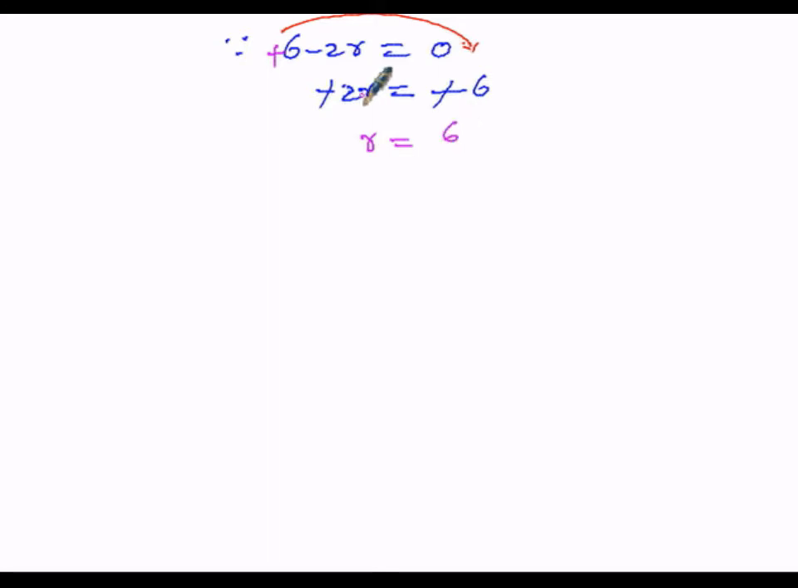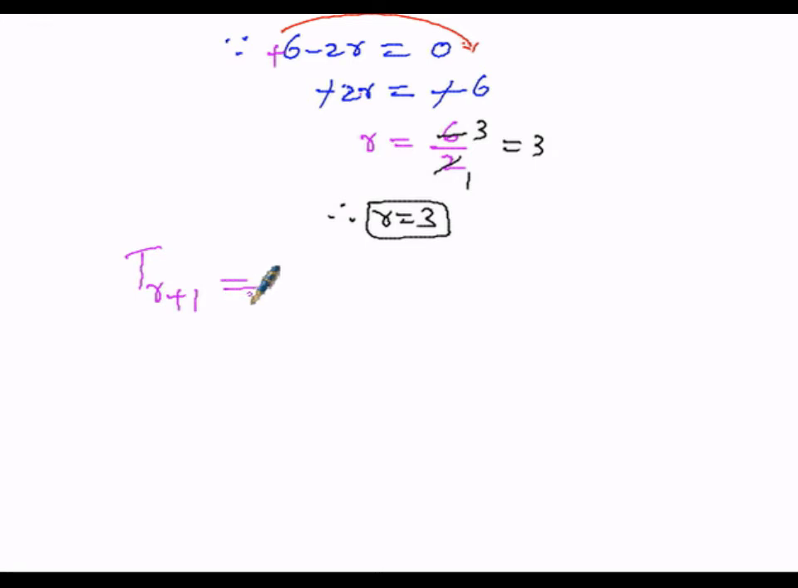Now 2 is multiplied with r, so when it is transposed to the right hand side, it becomes divided by 2. Then 2 ones in the denominator and 2 threes in the numerator. So that is 3 by 1 is equal to 3. So in this manner I got the r value as 3. So let us substitute this r equal to 3 in T r plus 1.